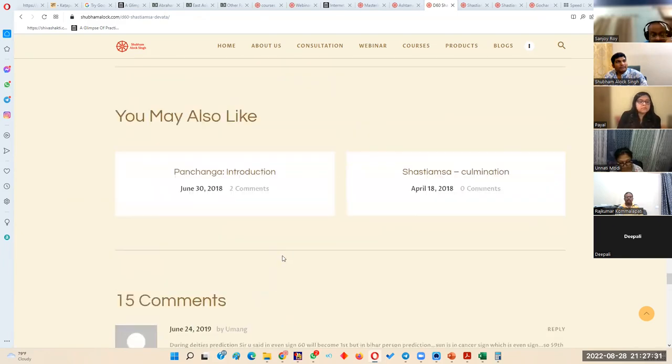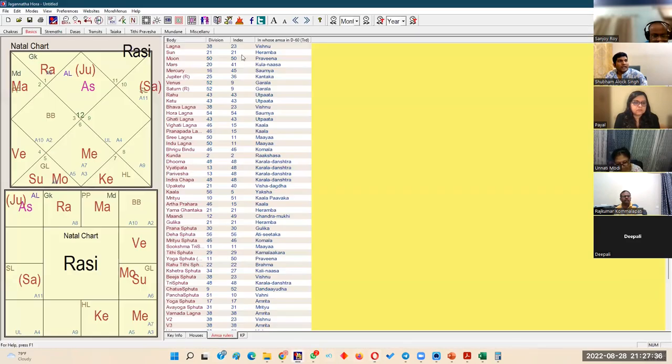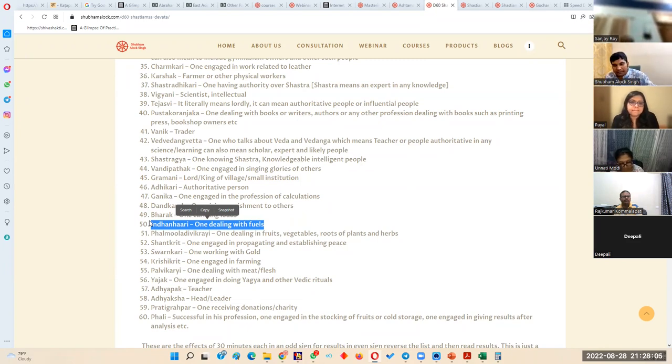But when you have to find what is the result, how do you find it? Go back to Jagannatha Hora, check the index. In the index, in front of moon, 50 is written. Hence, read the result for number 50. It makes the person Indhanhari, dealing with fuels. So in the Mahadasha and Antardasha of moon, things related to fuels will happen: fueling, refueling, sale and purchase of fuels, etc.